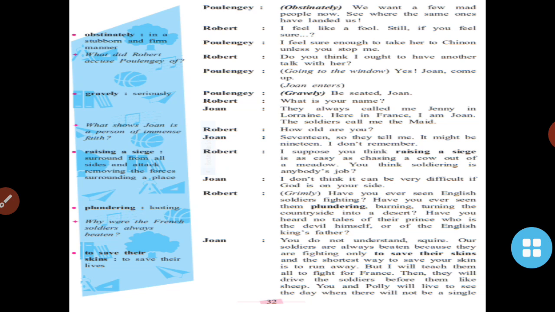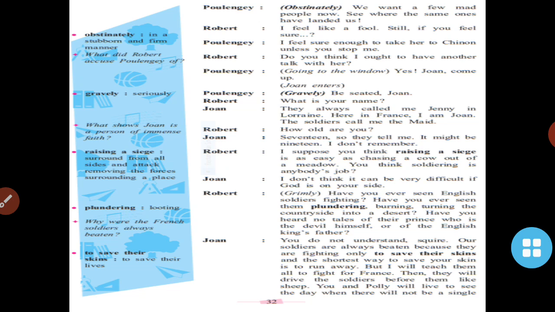Okay, Robert is asking her, how old are you? Seventeen. So they tell me. I might be nineteen. I don't remember. Robert: I suppose you think soldiering is as easy as chasing a cow. Okay, so you think soldiering is anybody's job? Joan: I don't think it can be very difficult. It can be very difficult, but God is on your side.